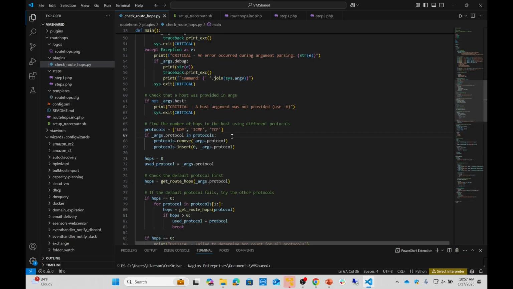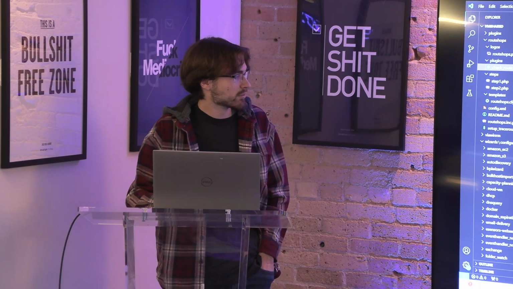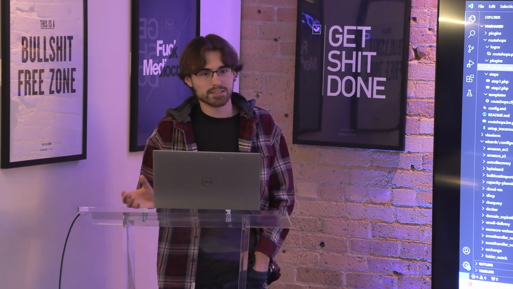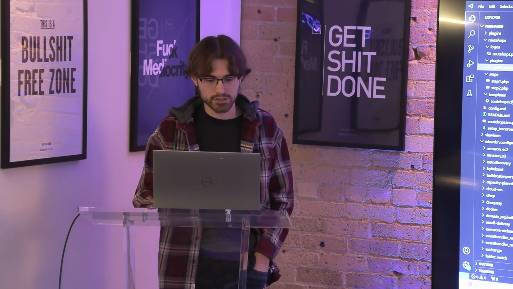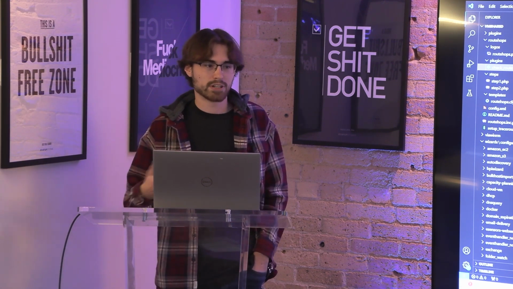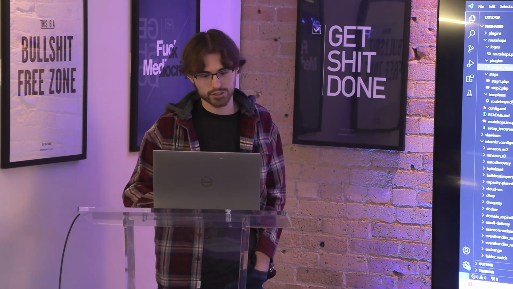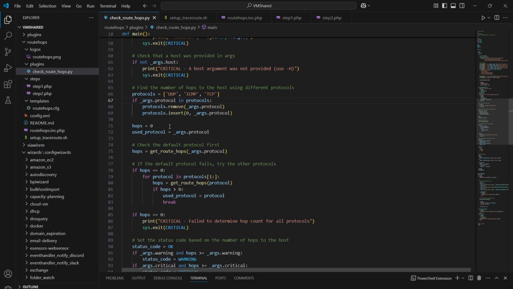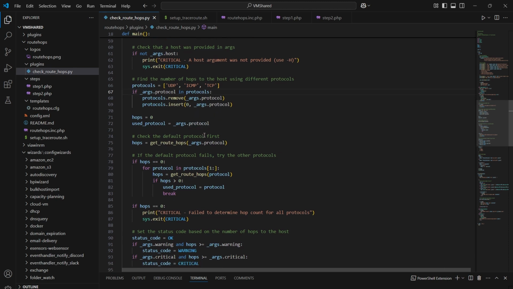And so part of the thing that I made was protocol can be specified in the arguments, and then that'll be the protocol that is run first, and then it won't bother checking the other ones if that one properly finds a route to the host. So it just removes that one, puts it in first. Then we start with having 0 hops counted. The use protocol is by default the first one.